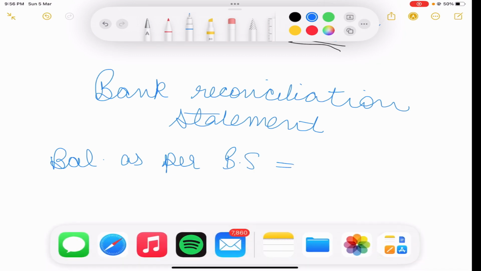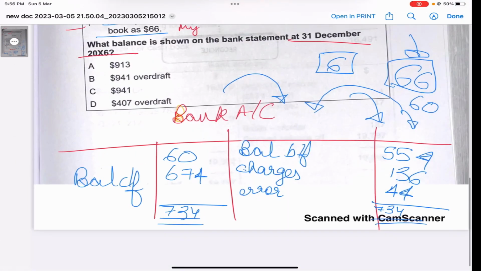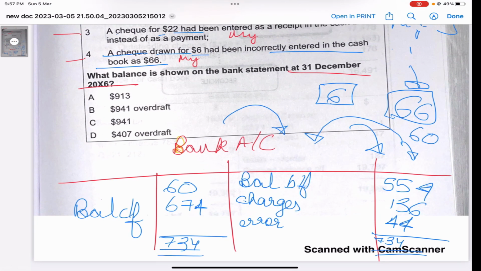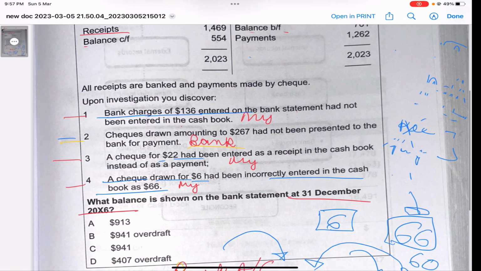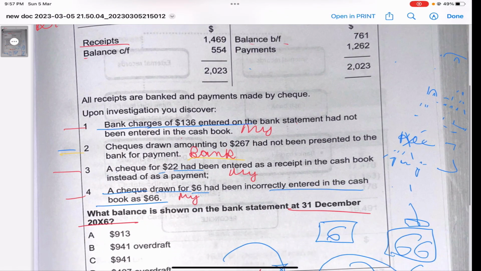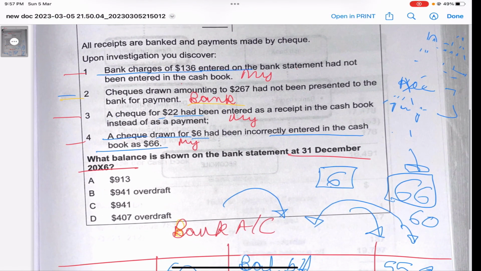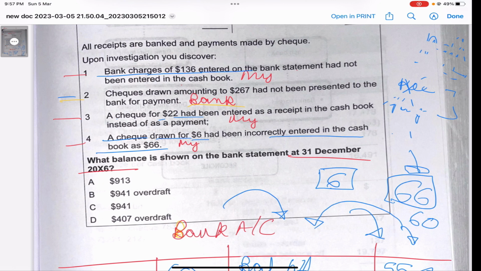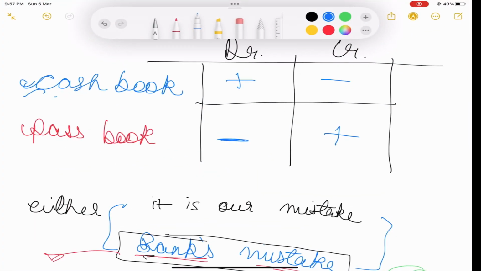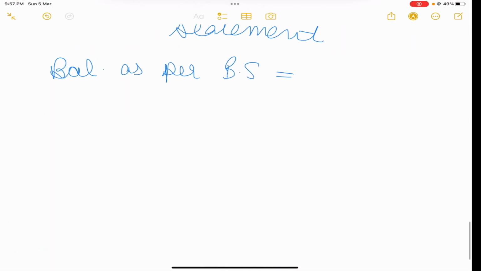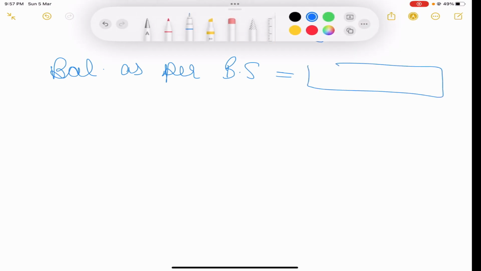BS is bank statement. So what is the balance as per bank statement on 31st December 2006? Is it given in the question? Think about it for a second. It's not given, right? Since it is not given, what do you have to do in this situation? We saw in the formula that the first thing we need to put is the balance as per bank statement. So since that is not given, it means that rest everything is given.